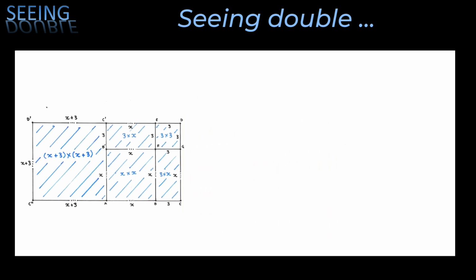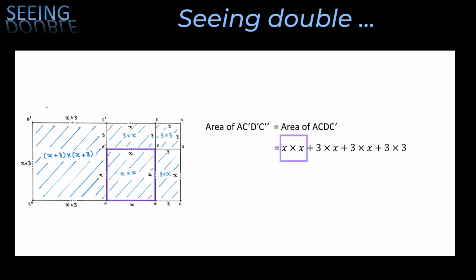How does this new square AC'D'C'' relate to the object studied previously? Well, due to the nature of the points C'' and D', the square AC'D'C'' is a reflection of the square ACDC', and so these two squares must be of equal area. Square ACDC' is made up of a square with an area of x by x, two rectangles with areas of 3 by x, and a square with an area 3 by 3.